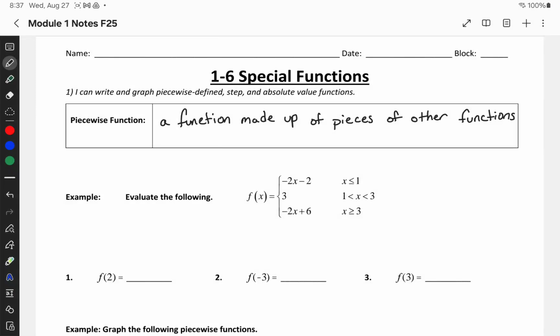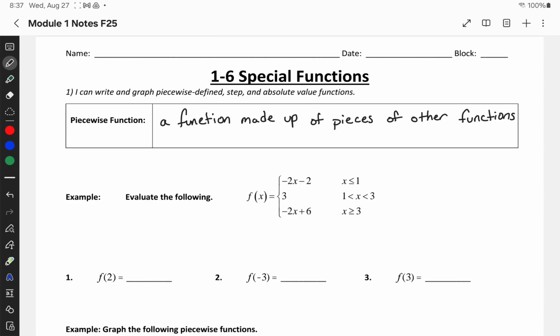All right, guys. So in this video, we're going to be looking at section 1-6, which is called special functions. The first type of special function we're going to look at, and the primary one today, is what's called a piecewise function. Basically, a piecewise function is a function made up of pieces of other functions.